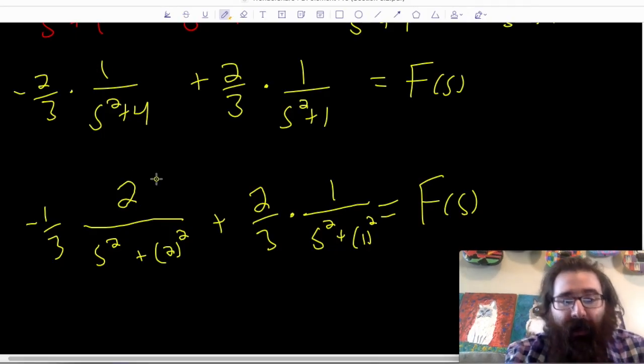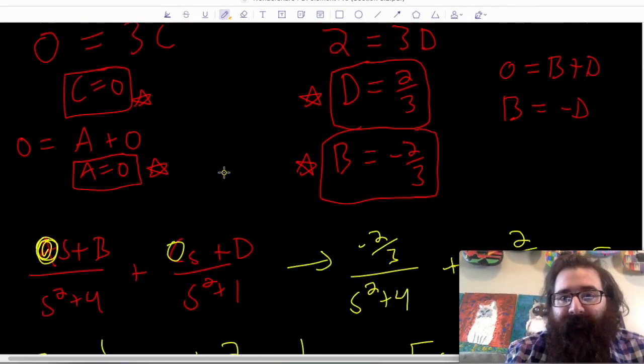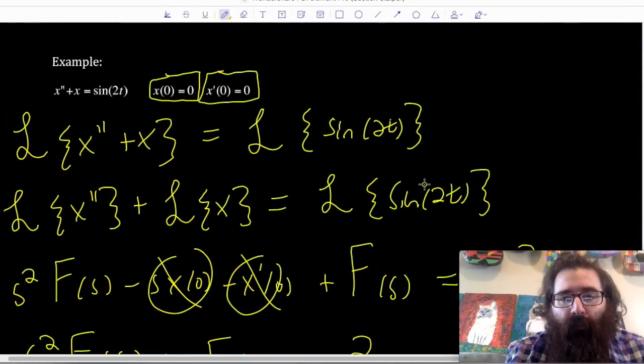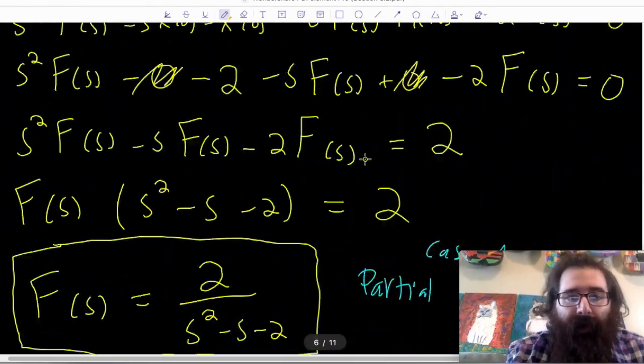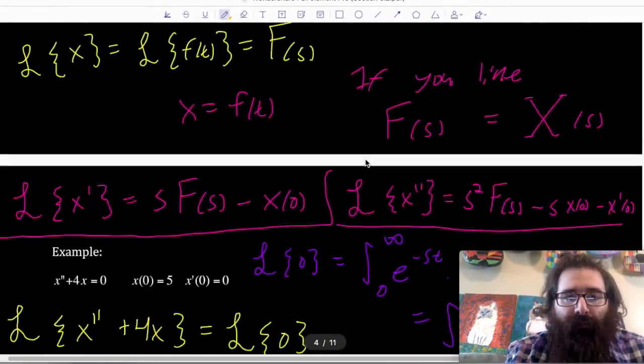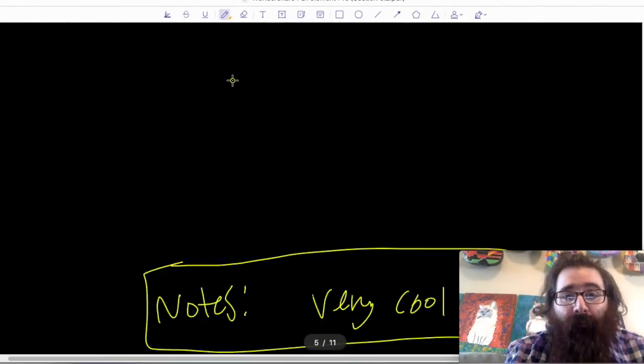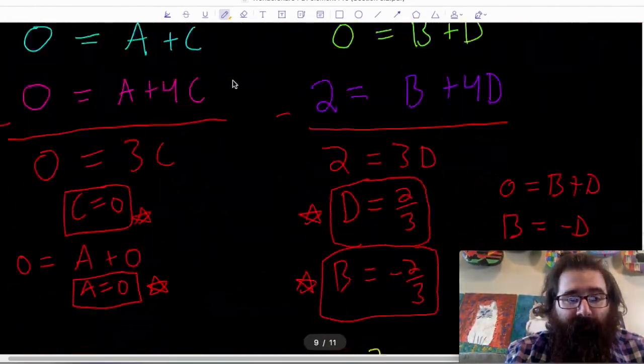Now this looks an awful lot like sine of at. Right, did we say that earlier? Well, we did use it, but let's go all the way back through the neon notes to the table. Sine of at maps us to a over s squared plus a squared, so Laplace inverse will return us back to sine of at. And that's what we're looking at here, just 2 instances of it. All right, so where were we?